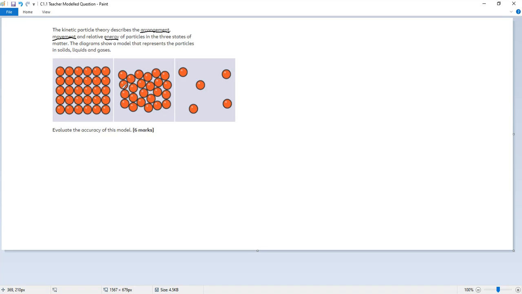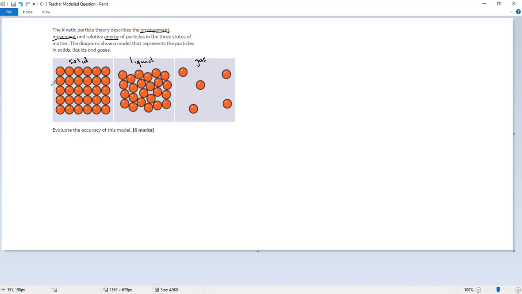Of the 3 states of matter, the diagrams show a model that represents the particles in solids, liquids and gases. So let's just write these down. So this is a solid one. Apologise for my bad handwriting, I'm not used to writing on a computer. So that's a solid, a liquid and a gas. Right, and evaluate the accuracy of this model.